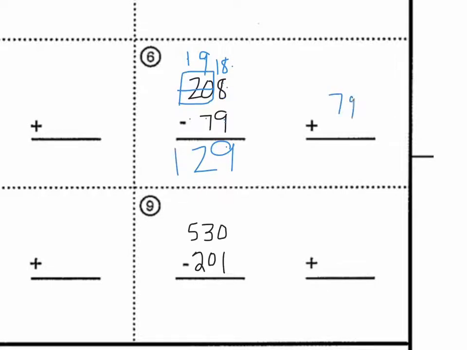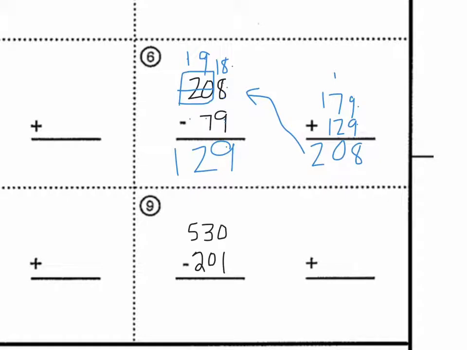Let's add them together and see if 79 plus 129 comes out right. 9 plus 9 is 18. Regroup with the 1. 7 plus 2 is 9, plus 1 is 10. Regroup with the 1. 2. 208. If I'm going too fast for you, just pause the video, go back and watch that part again.